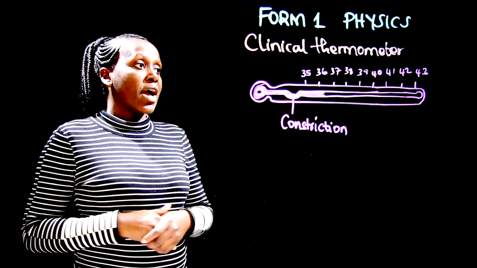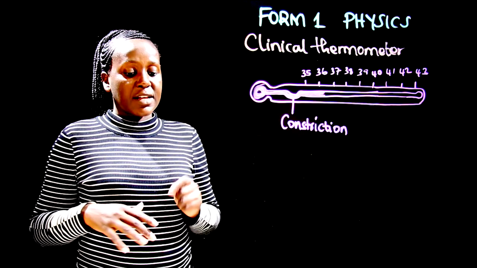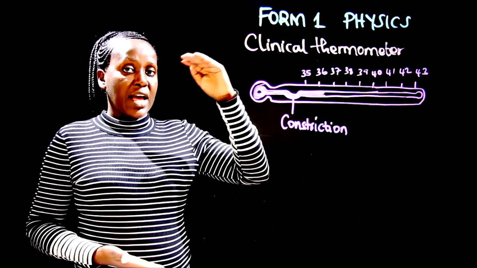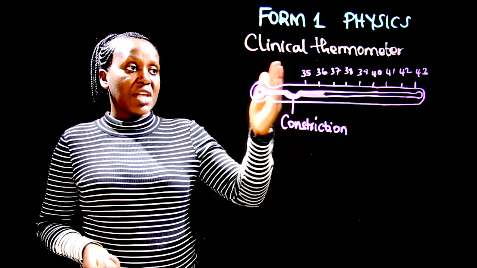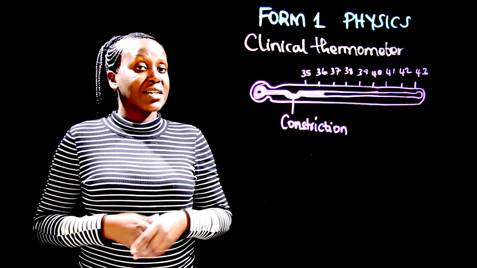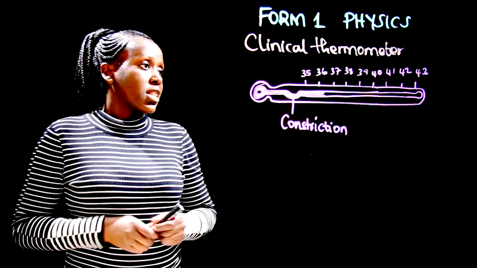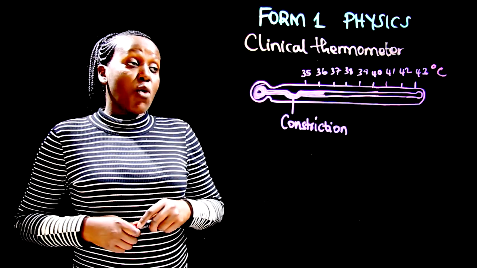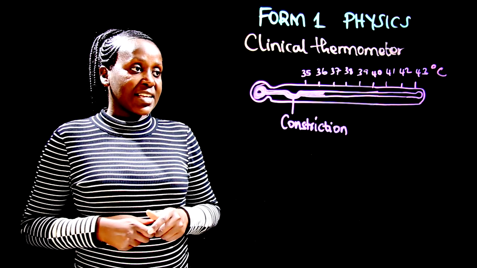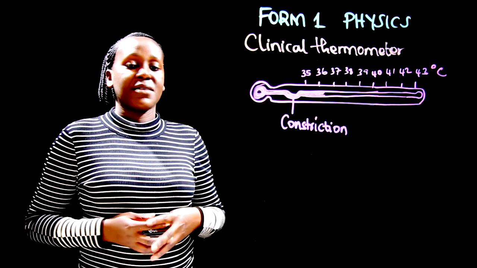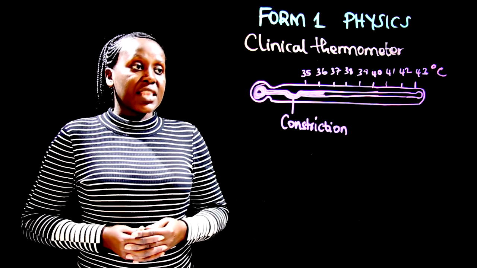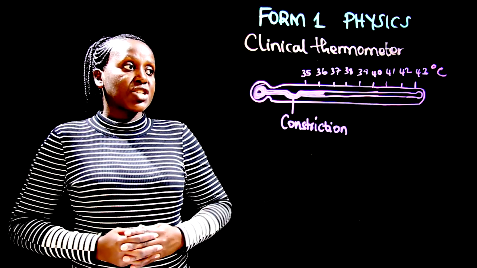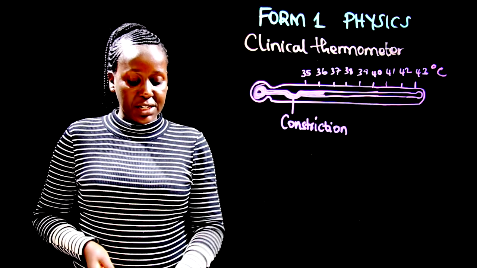And then, like you can see, the scale does not begin from 0 to 100. It begins from 35 to 43 degrees Celsius. Okay, this is degrees Celsius. Now, why is this the case? Let us start with the scale. The scale is from 35 degrees Celsius to 43 degrees Celsius.